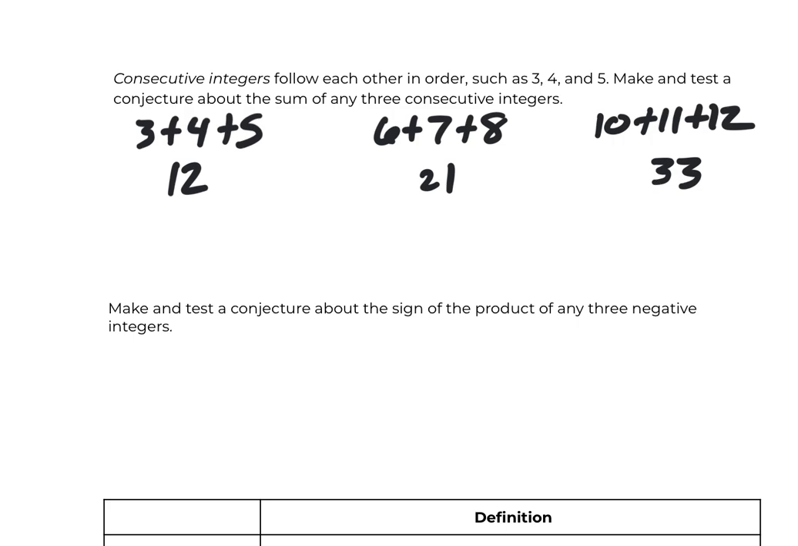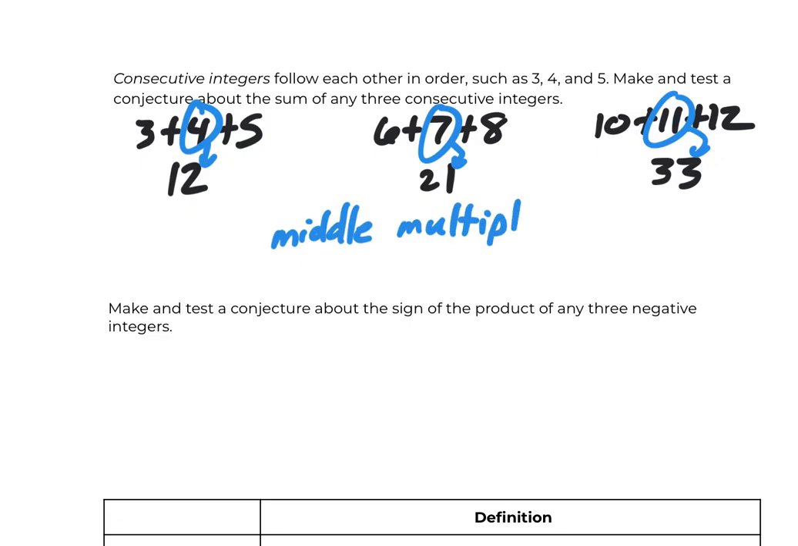Okay. You guys are all kind of working together to get there, right? If I said, what if I go from 4 to 12, what am I doing? Multiplying by 3. If I said I'm going to take the middle number and get to 21. If I said I'm going to take the middle number and get to 33. Okay? So, the middle number multiplied by 3 gives the sum.